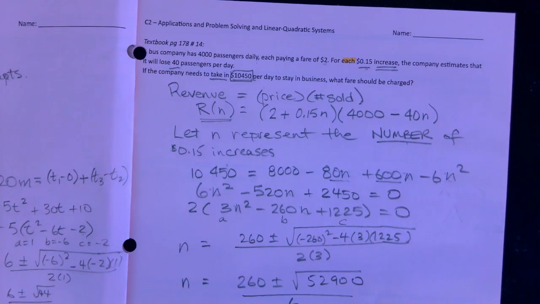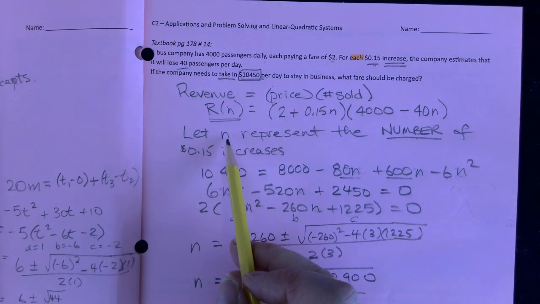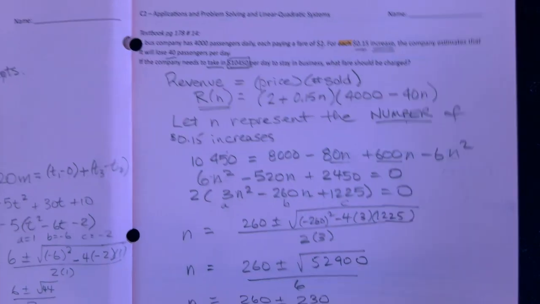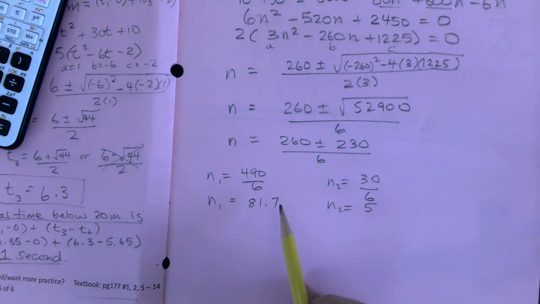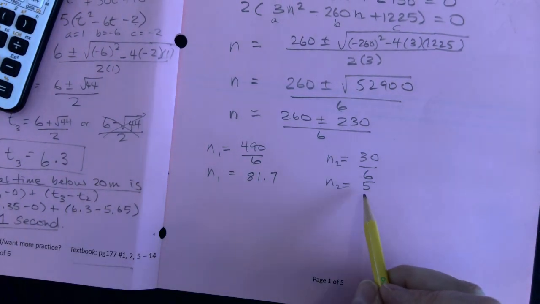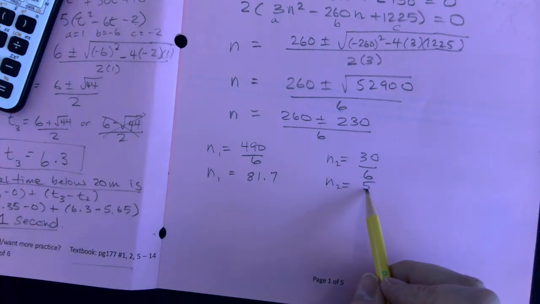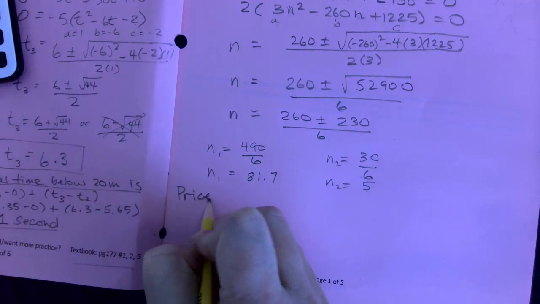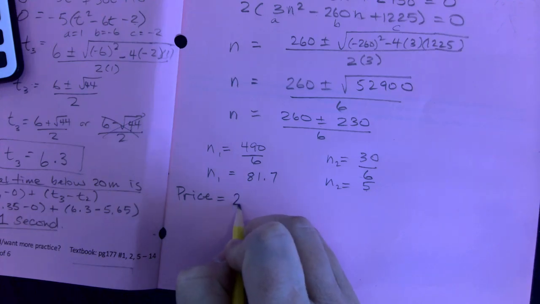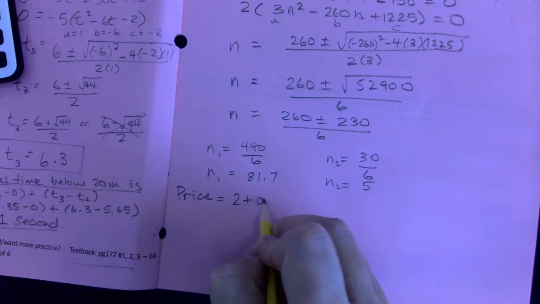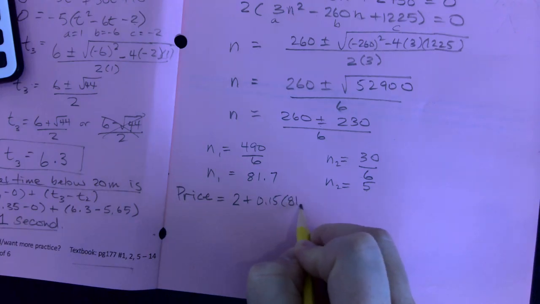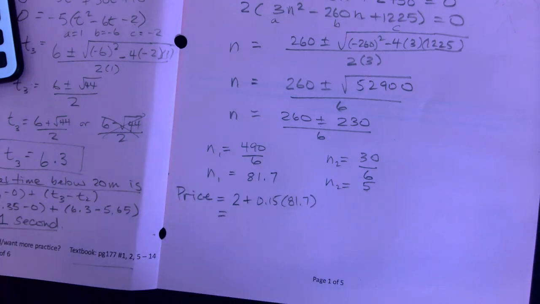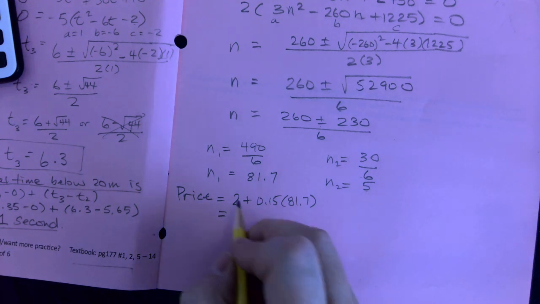If you forget what they are, let's go back to the let statement. N is the number of 15-cent increases. This says I'm increasing the price by 15 cents 81.7 times. That's insane. This says I'm increasing the price by 15 cents 5 times. So let's see what is more likely. The price is $2. N1 says to increase it by 15 cents 81.7 times. My goodness. Punch that into your calculator.